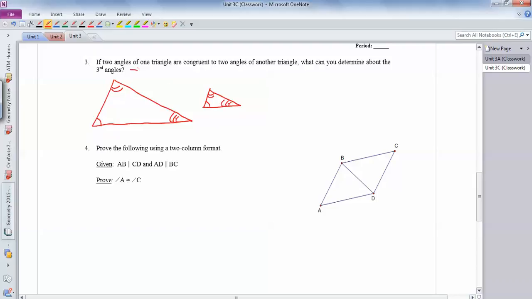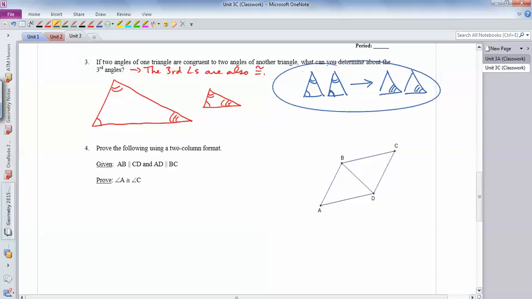So the third angles are also congruent. So you can use that in a proof. If 2 angles of one triangle are congruent to 2 angles of another triangle, then the third angles are congruent. That's sort of a lot to write in a proof. So if you wanted a shortcut, I'll let you get away with doing this. So if 2 angles of one triangle are congruent to two angles of another triangle, then the third angles are congruent. I'd be okay if you use that in a proof, so that you don't have to write out the whole thing.